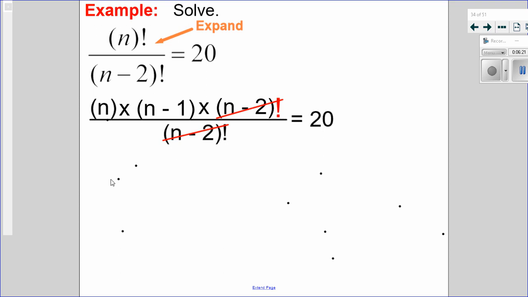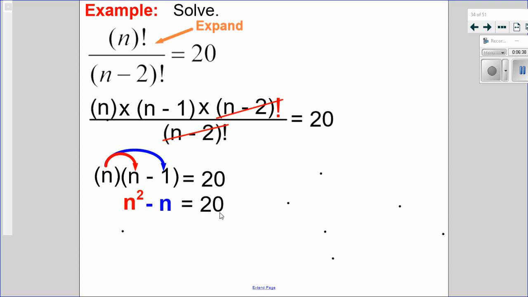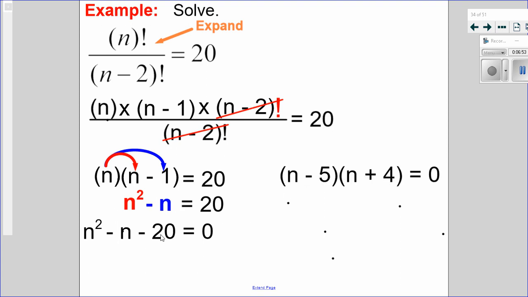So let's look at what we have. We really have n times n minus 1 equals 20. So this time we have to apply the distributive property because we're solving. We have n times n, which is n squared, n times negative 1, which is negative n, equals 20. Now I have a quadratic. I want to set that equal to 0 by subtracting 20. Okay, so now I have a nice quadratic, so I want to factor that to solve. So n squared minus n minus 20 factors as n minus 5 times n plus 4.